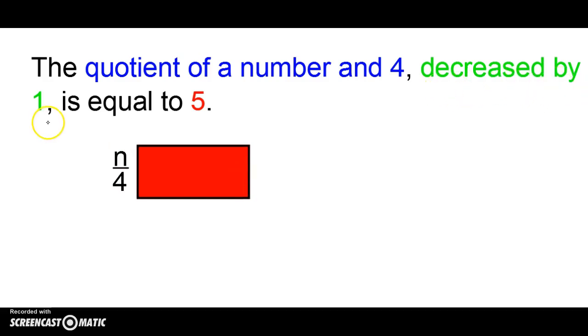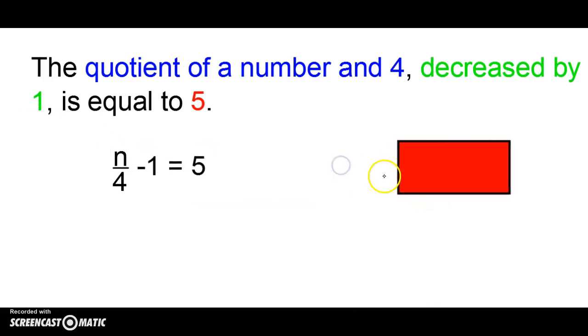Decreased by 1 means you're going to subtract 1, equals 5. I would make sure this one's in your notes so you see what they're asking.